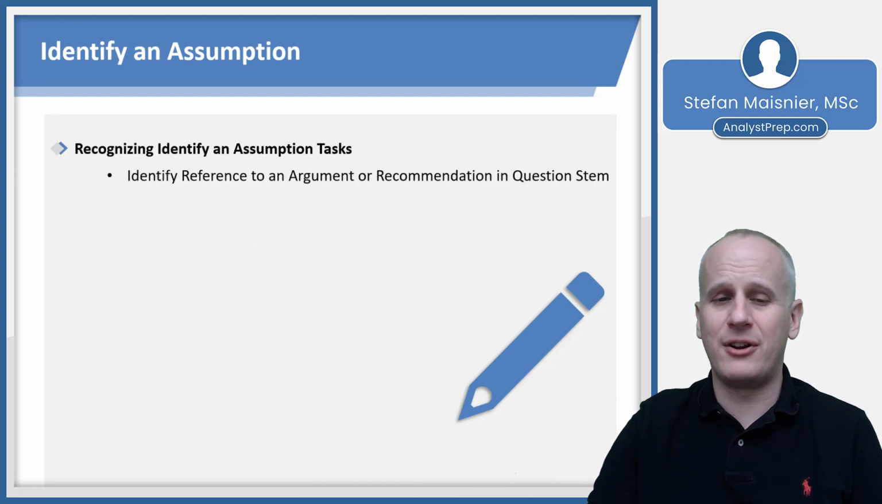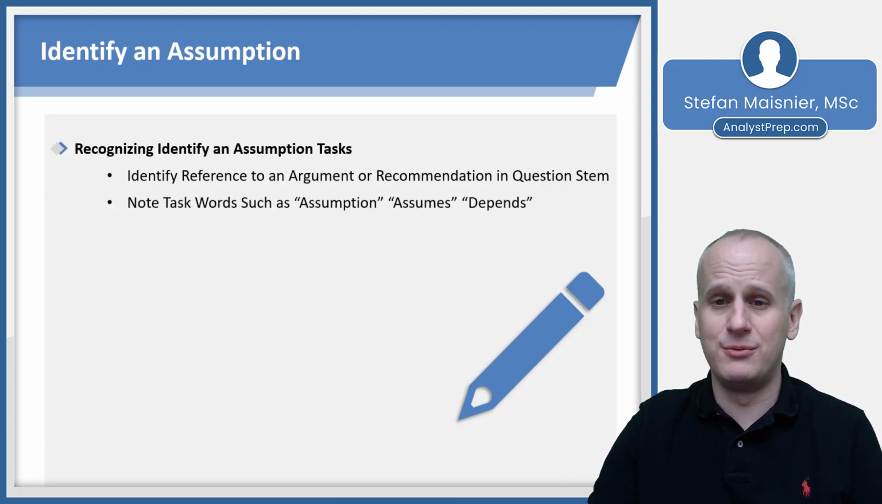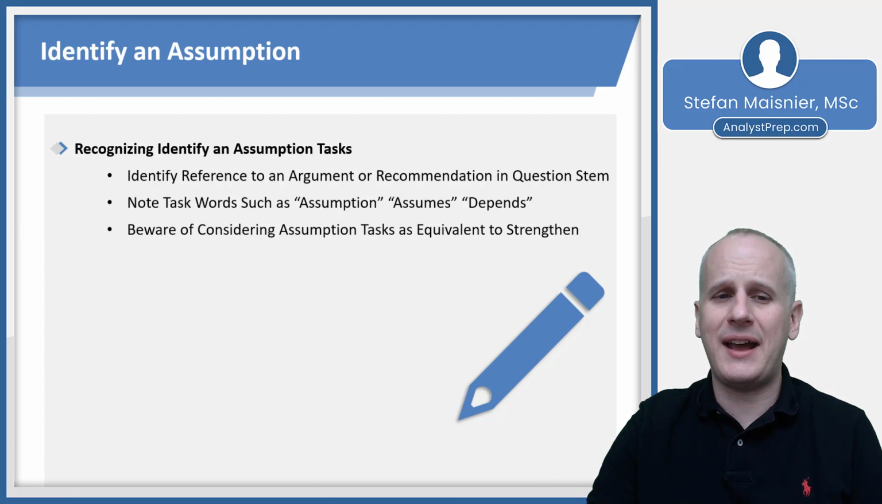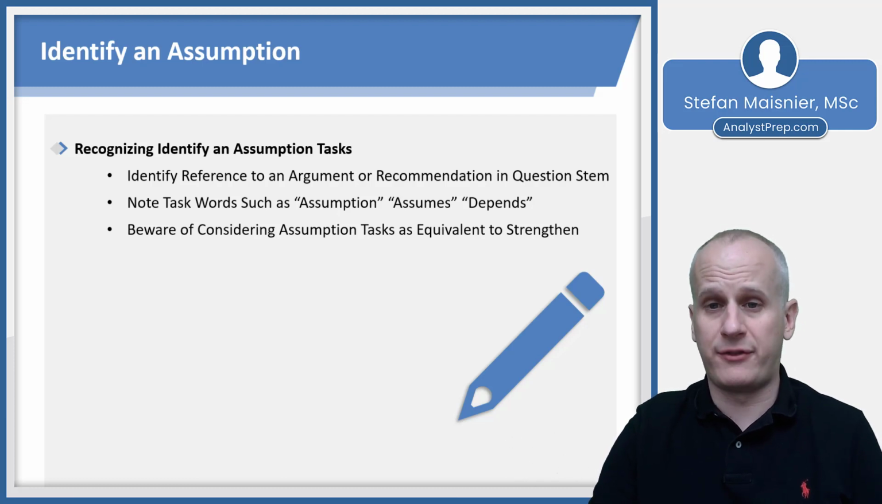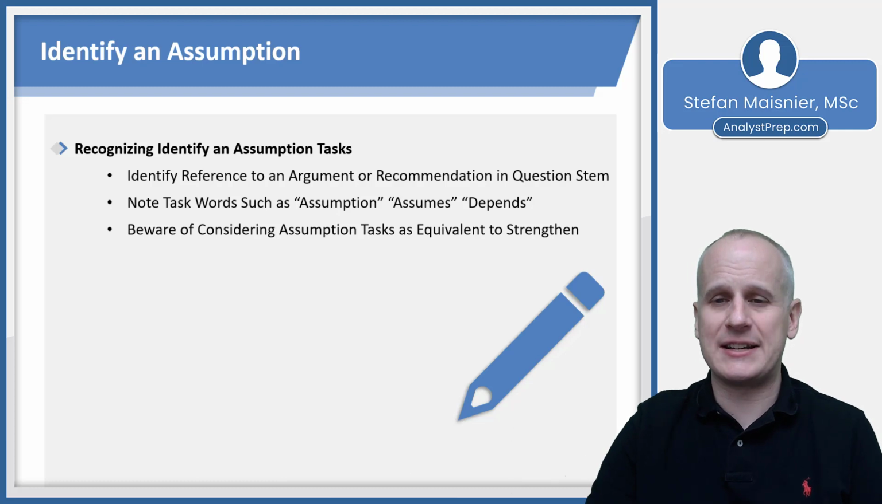So let's talk about how you recognize these tasks. First, you're going to have a reference to an argument or recommendation in the question stem. Then you're going to see some task words, such as assumption, assumes, or depends. And you have to be careful about not confusing an assumption task as equal to a strengthen task. Strengthen tasks ask you for new information. Assumption tasks are asking you to find something that must be true already in the argument. So don't just look for something that's good for the argument. Look for something that's necessary for the argument to get the right answer for these assumption tasks.